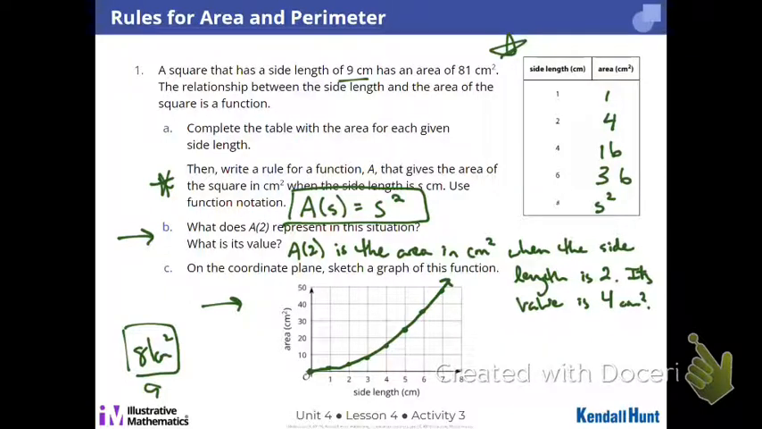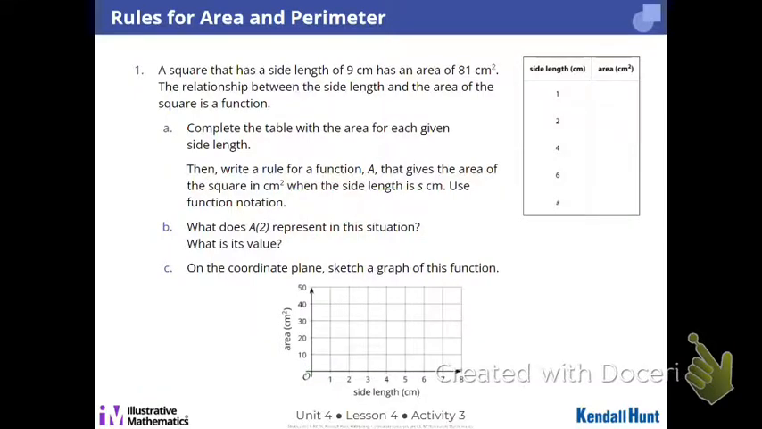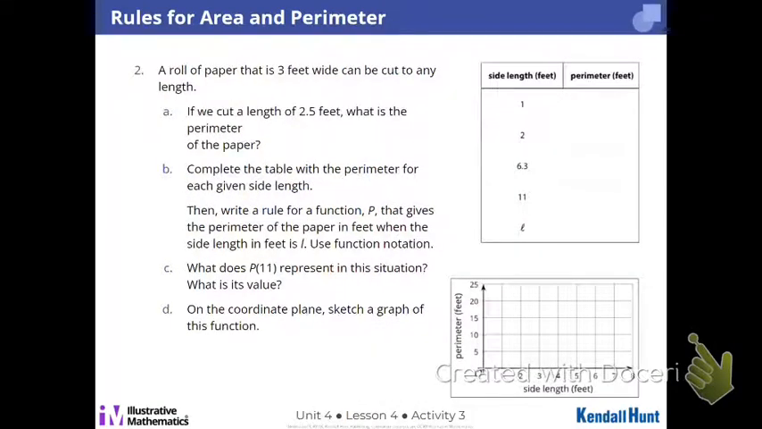We got one more piece here. It's going to deal with a roll of paper and perimeter. So this one I think is a little harder just to wrap our heads around the situation to start. So what it's saying is there's like that roll. Your picture in your notes is kind of better, and you can unroll it and cut it whatever you want. Just this side of the roll is always going to be 3 feet.